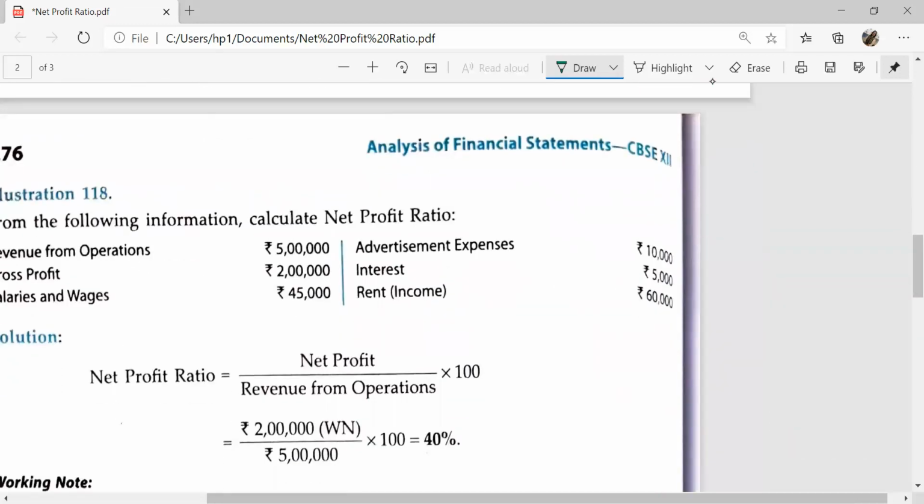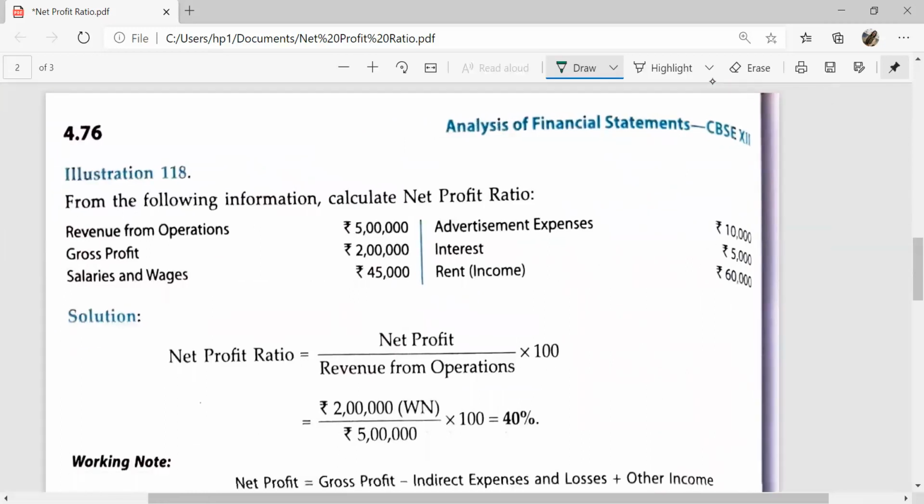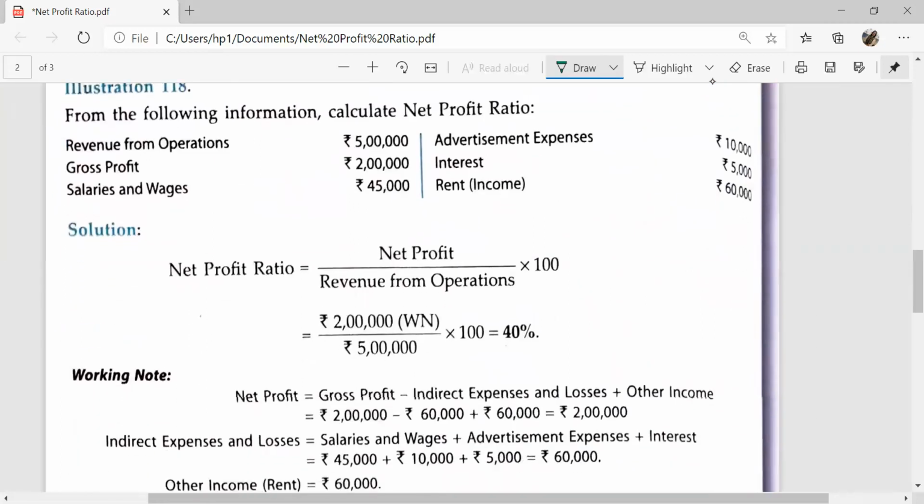Now the next question: from the following information, calculate net profit ratio. Here revenue from operations are given 5 lakh, and we have to find net profit, and gross profit is given 2 lakh, and salary and wages, advertisement expenses, these are indirect expenses, and rent income, it is a non-operating income.